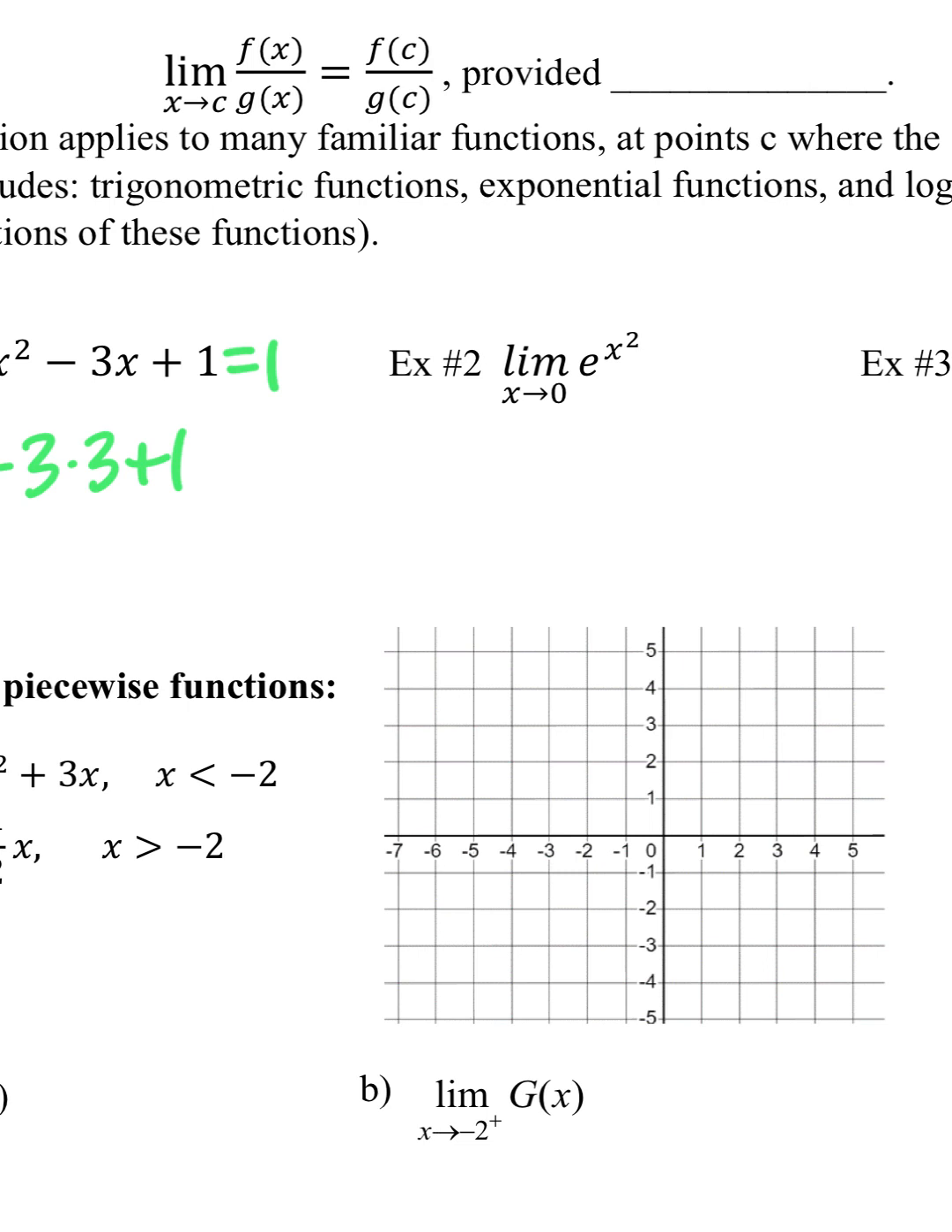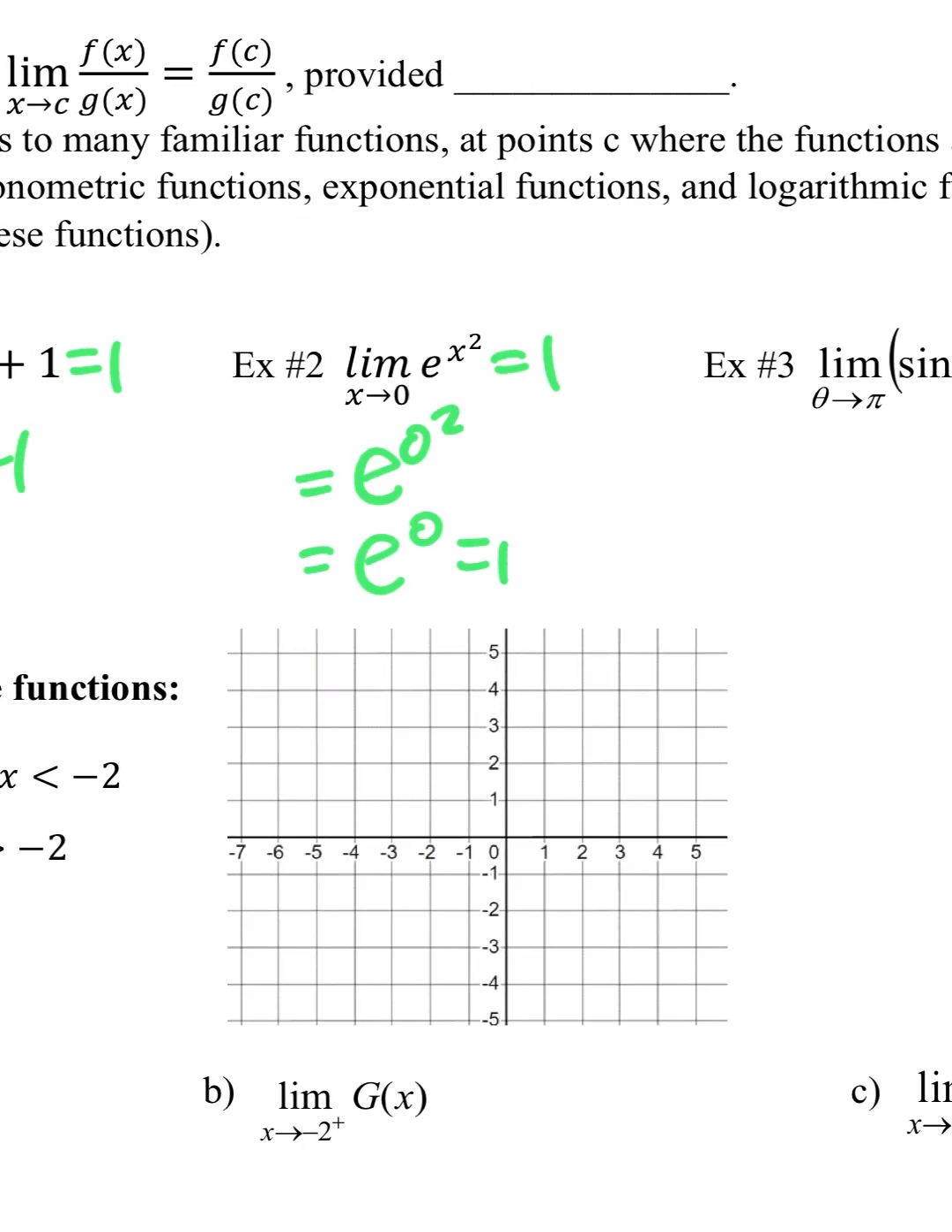So to find this limit, I'm just going to plug in 0. e to the 0 squared will be e to the 0. What's e to the 0? 1. So this limit is equal to 1. So algebraically, whenever you're finding limits, the first thing you're going to do is just plug it in, right? And then you will know very quickly if that's not going to give you the answer, right? If it gives you the answer, then that's the answer to the limit, okay?